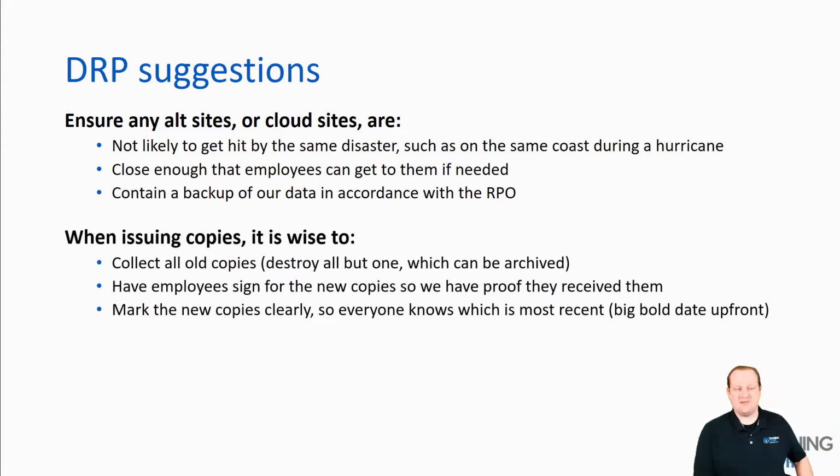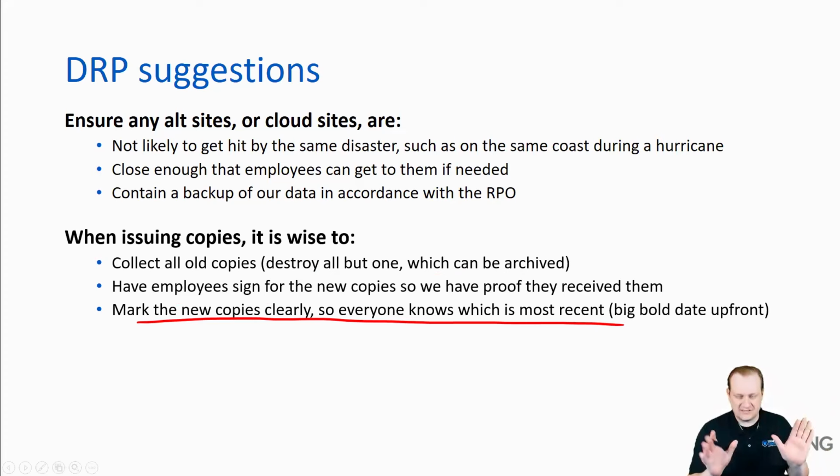When issuing copies of any of these disaster recovery plans, we want to collect all the old copies, destroy all but one, which can be archived. Last thing I want to do is have somebody following a disaster recovery plan from 2014 here in 2024, and then going to the wrong place or calling the wrong people. Sounds like a nightmare. Have employees sign for new copies so we have proof they've received them, and mark all the copies clearly so everyone knows which is the most recent. I take to doing a big cover letter, a big one on the front page that just shows the date in gigantic, obnoxious letters.